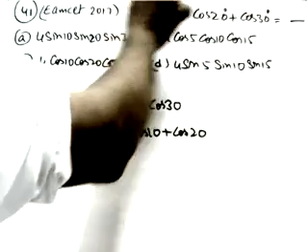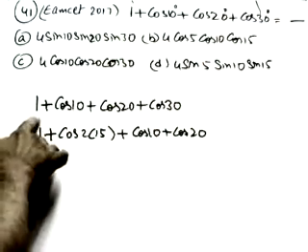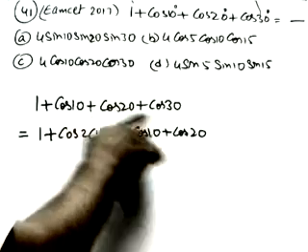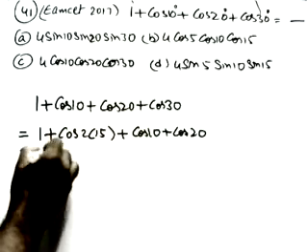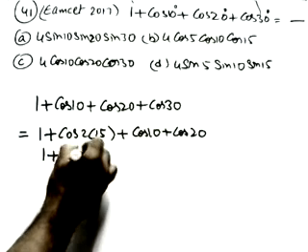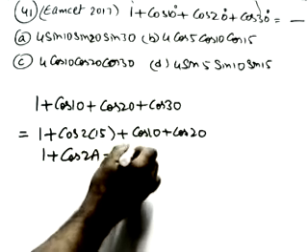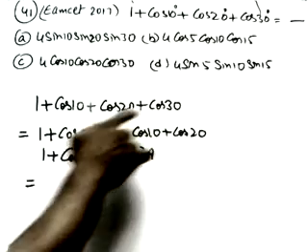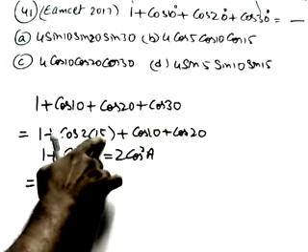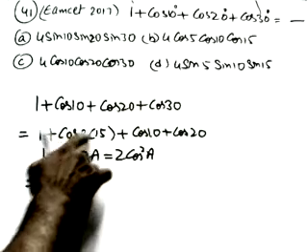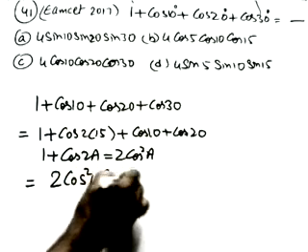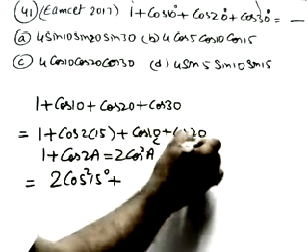1 plus cos 10 plus cos 20 plus cos 30. I'm writing these two. First, 1 plus cos 30 can be written as 2 cos square 15, plus cos 10 plus cos 20. Now consider this: 1 plus cos 2A is 2 cos square A, so 1 plus cos 30 can be written as 2 cos square 15.